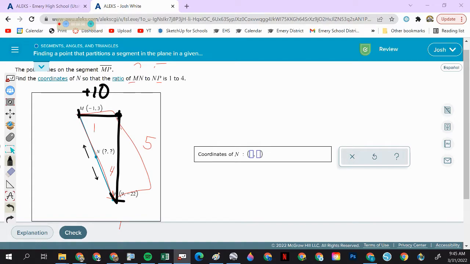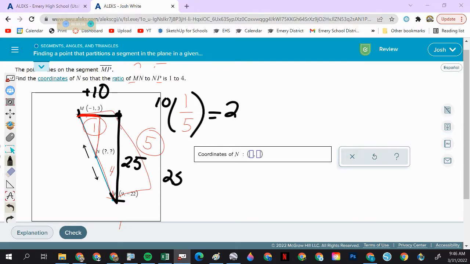From 3 to -22 is 25. Okay? And this movement here has to be 1 out of 5. It's 1/5 of the full movement. So I take 10, I times it by 1/5, and I get 2. And then I take 25, and I times it by 1/5, and I get 5. So this little movement is a 2, and this little movement is a 5.